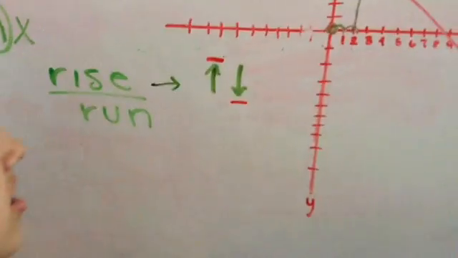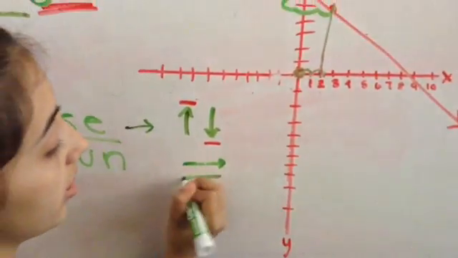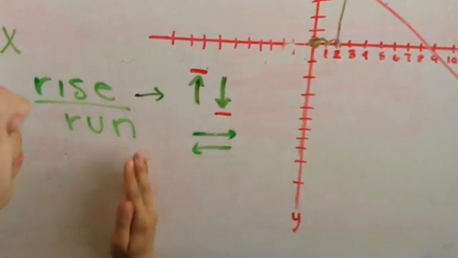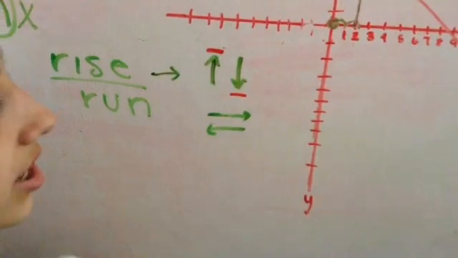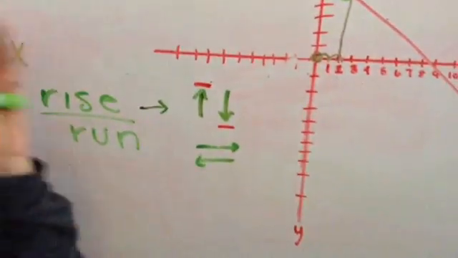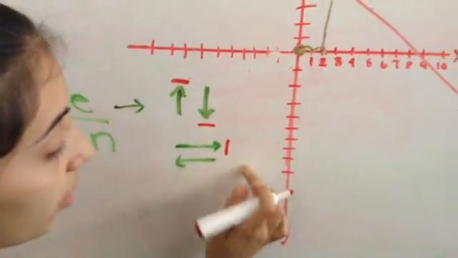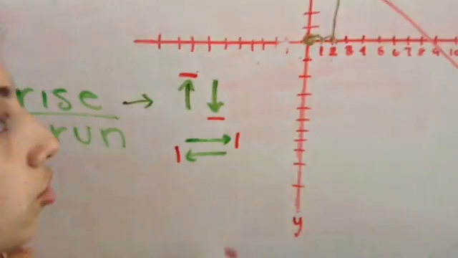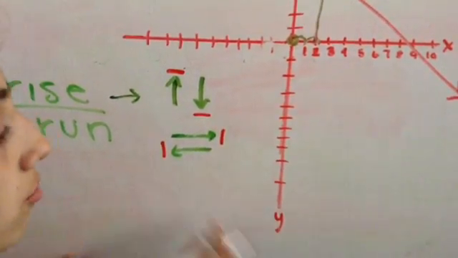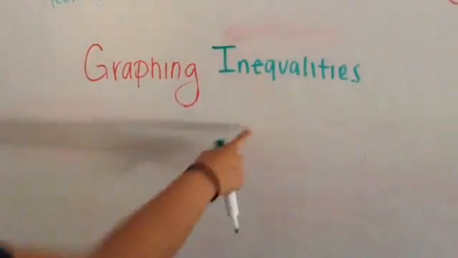And then for the run, this is a little bit different because you can either run this way or this way. So this means that you can only run to the right or to the left. And in most cases, when you graph an equation like y equals mx plus b, the slope-intercept form, you will most likely run this way rather than this way. So most likely, when you graph, you will always be running to the right rather than running to the left. Basics of graphing. We're going to teach you how to graph inequalities.